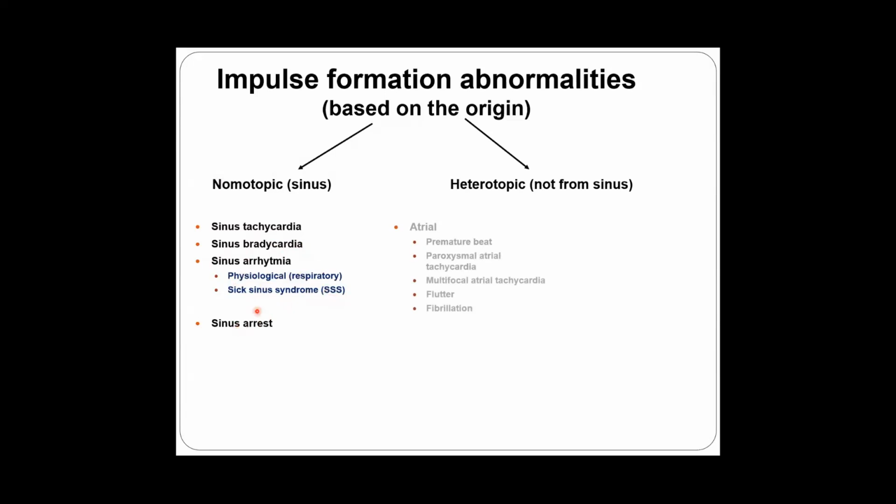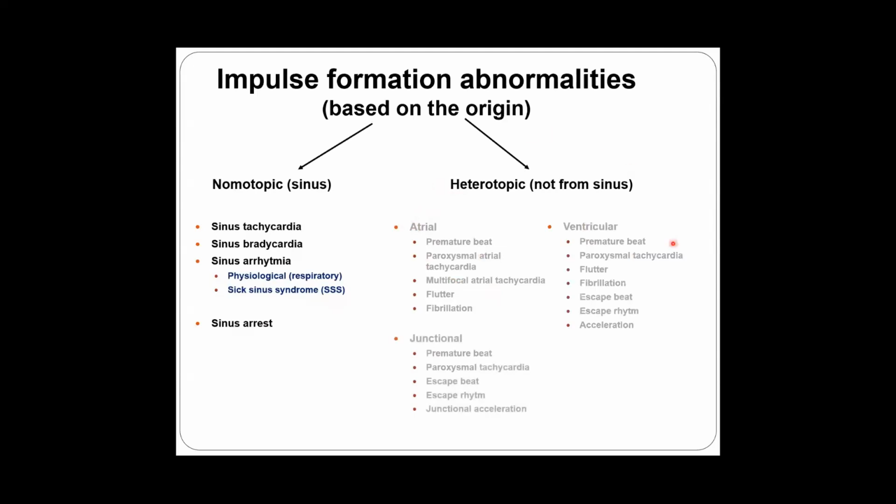We can have a slower one when the sinus is not firing, and this is why we miss one beat. The heterotopic one is not from the sinus, but can be from the atrium, for example, or from the AV node, or from the ventricle. So these are the heterotopic impulse formations. What does heterotopic mean? Not from the sinus.